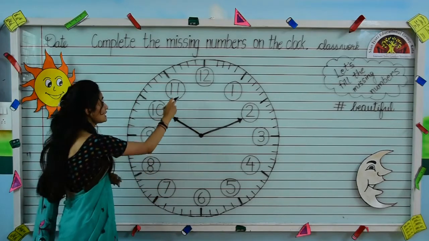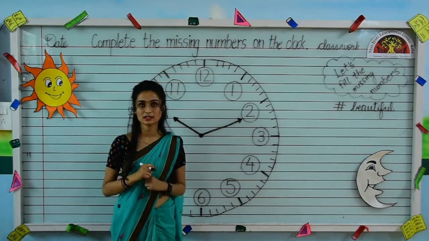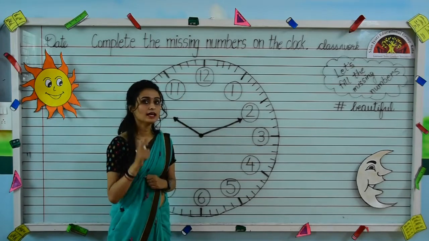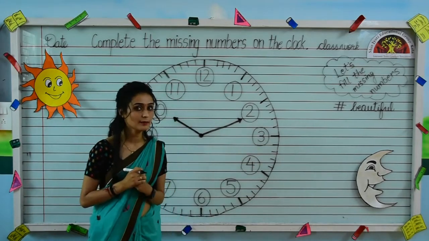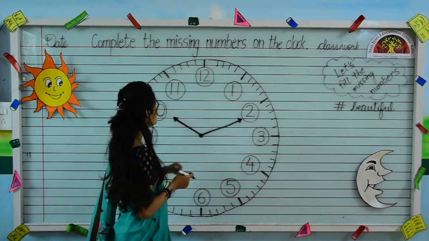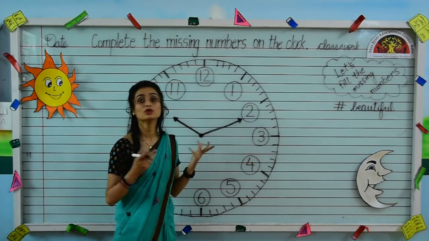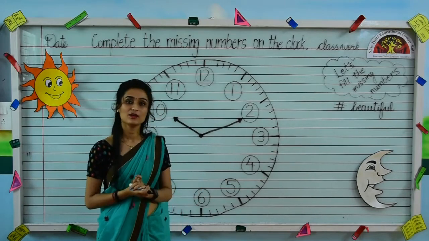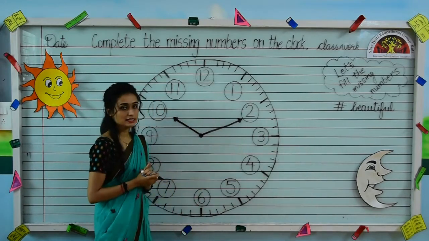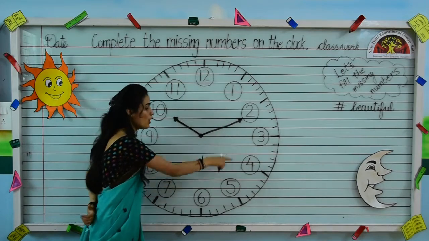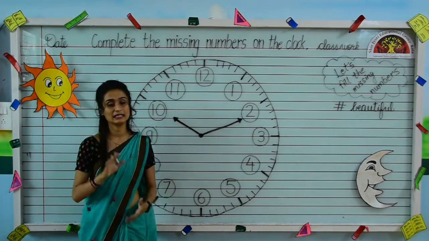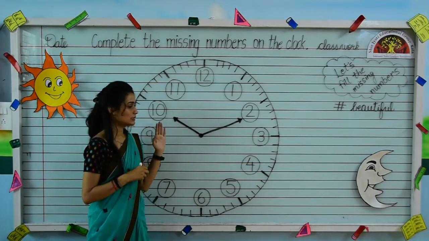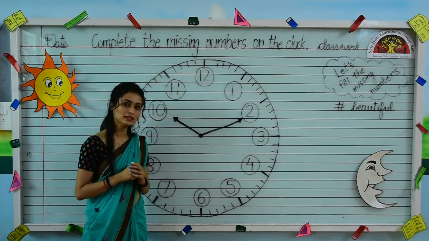Very nice. Let's jump on the next circle. What is there in the next circle? One number is there. Can you please tell me which is this number? Yes, this is 1, 2, 12. Very nice. So kids, as you can see, now all the circles are filled. So you also have to fill all the circles the way I have filled over here.